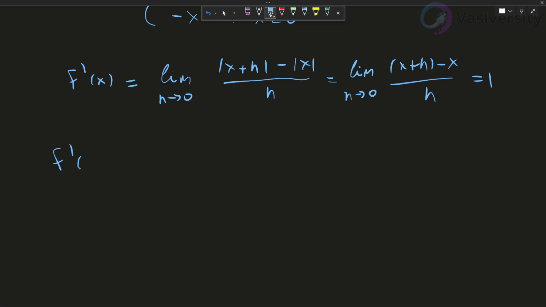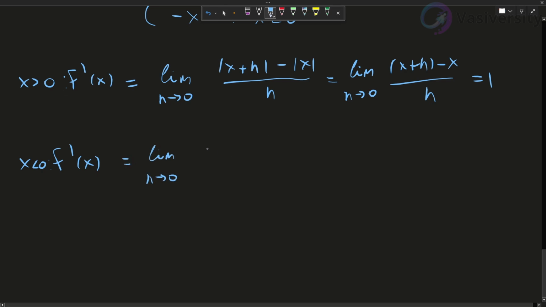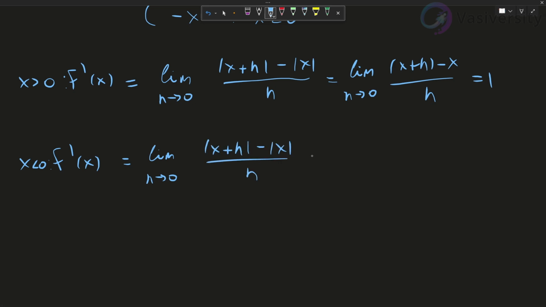So f prime of x from the other side, right? So x greater than or equal to 0, or just greater than 0 in this case. And here x is less than 0. So we will have the limit as h approaches 0 of the absolute value of x plus h minus the absolute value of x over h, which is the limit as h approaches 0 of negative (x plus h) minus negative x over h, which will give us negative 1.